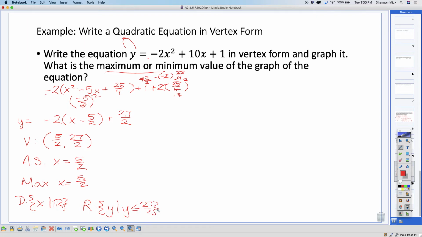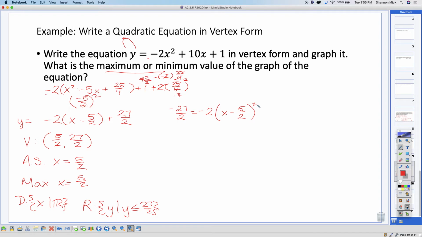Is that all the stuff we did before? Probably. X-intercept. How do I find an X-intercept? Plug 0 in for Y, right? So I'm going to subtract the 27 halves over. Everyone okay with me just doing that right now? So I have negative 27 halves equals -2 times x minus 5 halves.